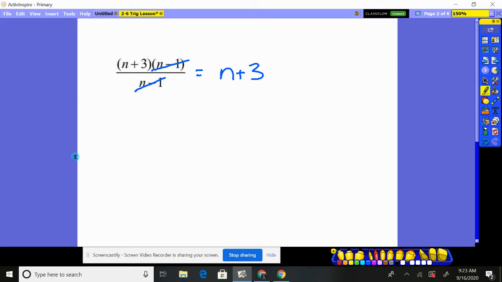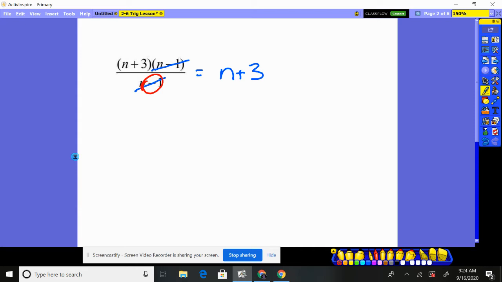However, there was a restriction at the very beginning. What would create a problem if n were what value? Well, if n were 1, 1 minus 1 is 0, and you would get a 0 down here. You can't let n be 1. Okay? You can't let n be 1.